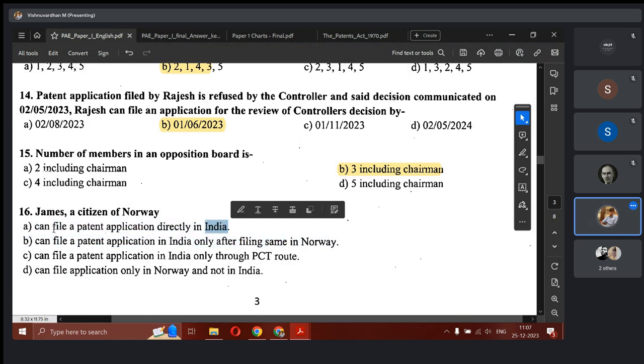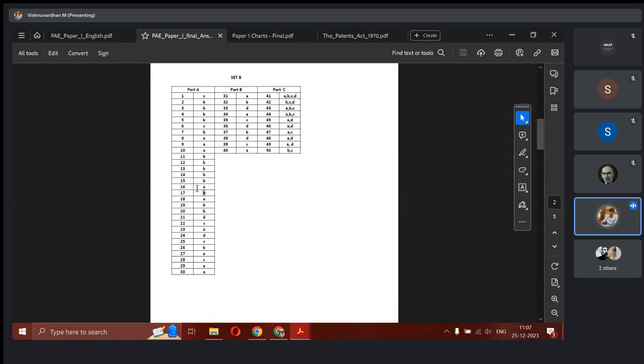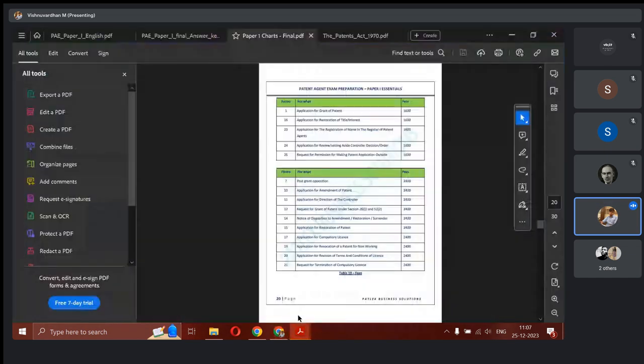Let's see if the gods of Indian Parent Office agree with me. 16 has to be A. Chalo, thank God. Then coming back. Cool. Where are we?